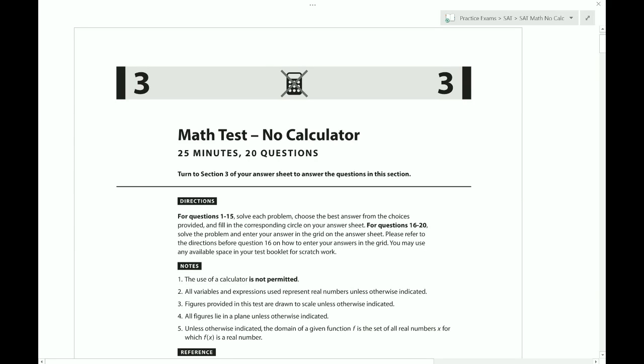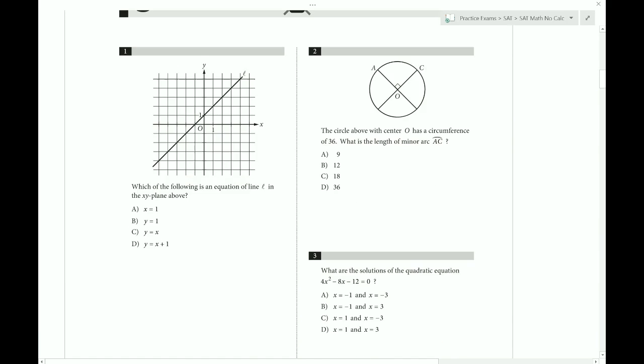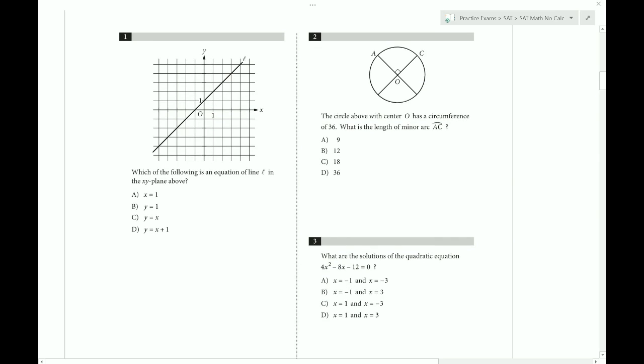Okay, this is test 5, section 3 of the College Board official 2016 study guide for SAT. Which of the following is an equation of line L in the xy plane above? Well, we know that the equation of a line is y equals mx plus b. It has b, which is the y-intercept. In this case is 1.